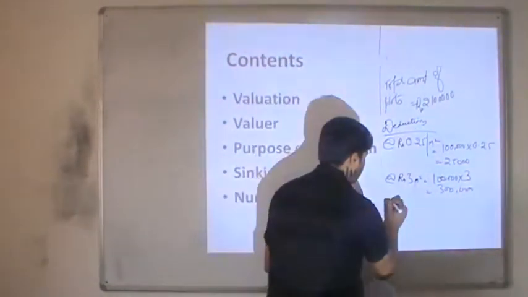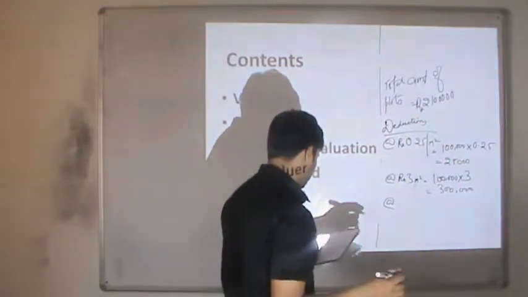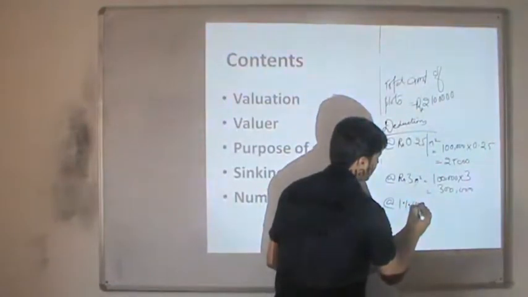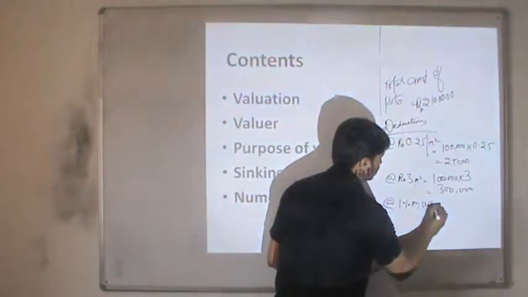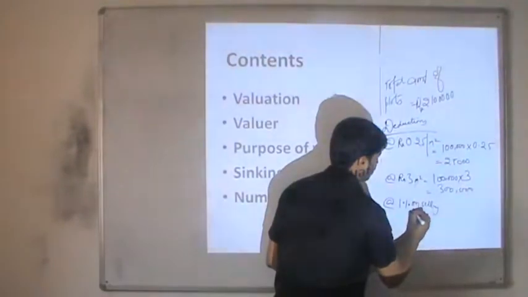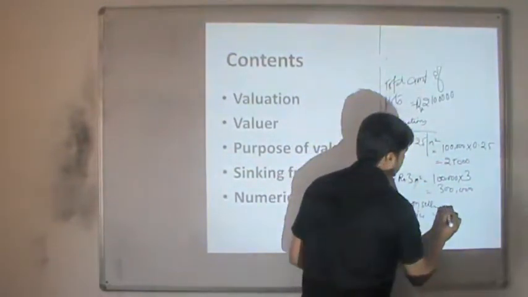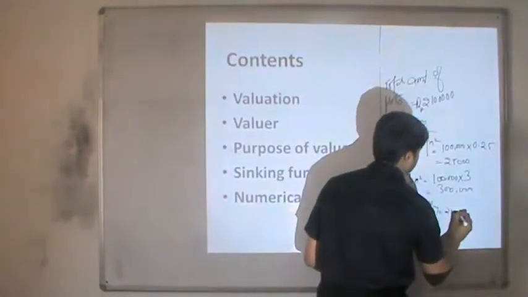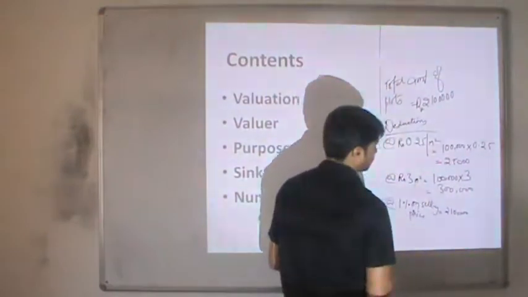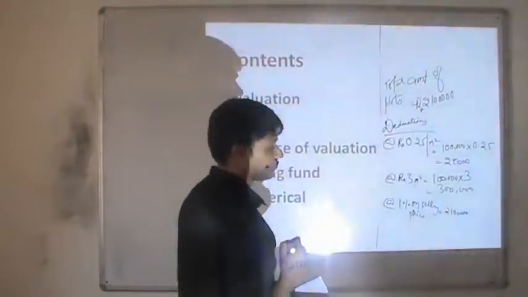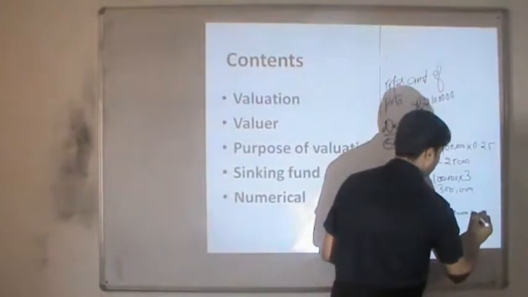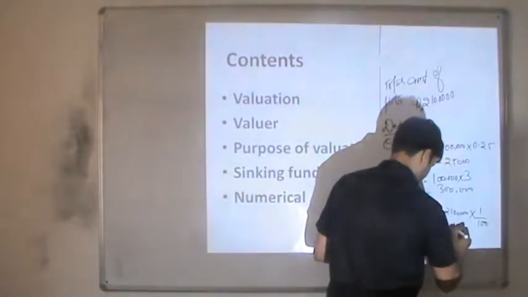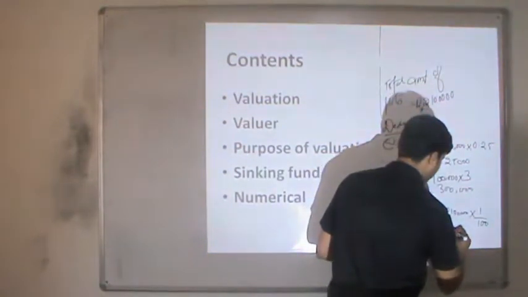Now the miscellaneous, for selling, the miscellaneous is 1% on the selling price, which is 21 lakh. So 21 lakh into 1/100 comes out to be 21,000.